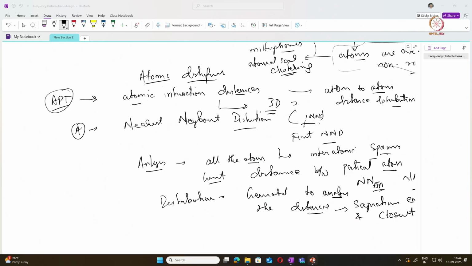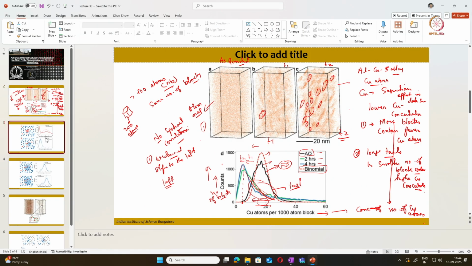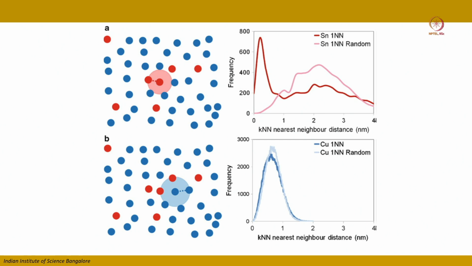so here I am showing you an example. You can see in this particular diagram the distribution of first nearest neighbor as compared to the first nearest neighbor with random distribution. Okay, so this is computed by the binomial distribution function. And this is the experimental one, which is actually present in the data set. First nearest neighbor means these are the distributions.